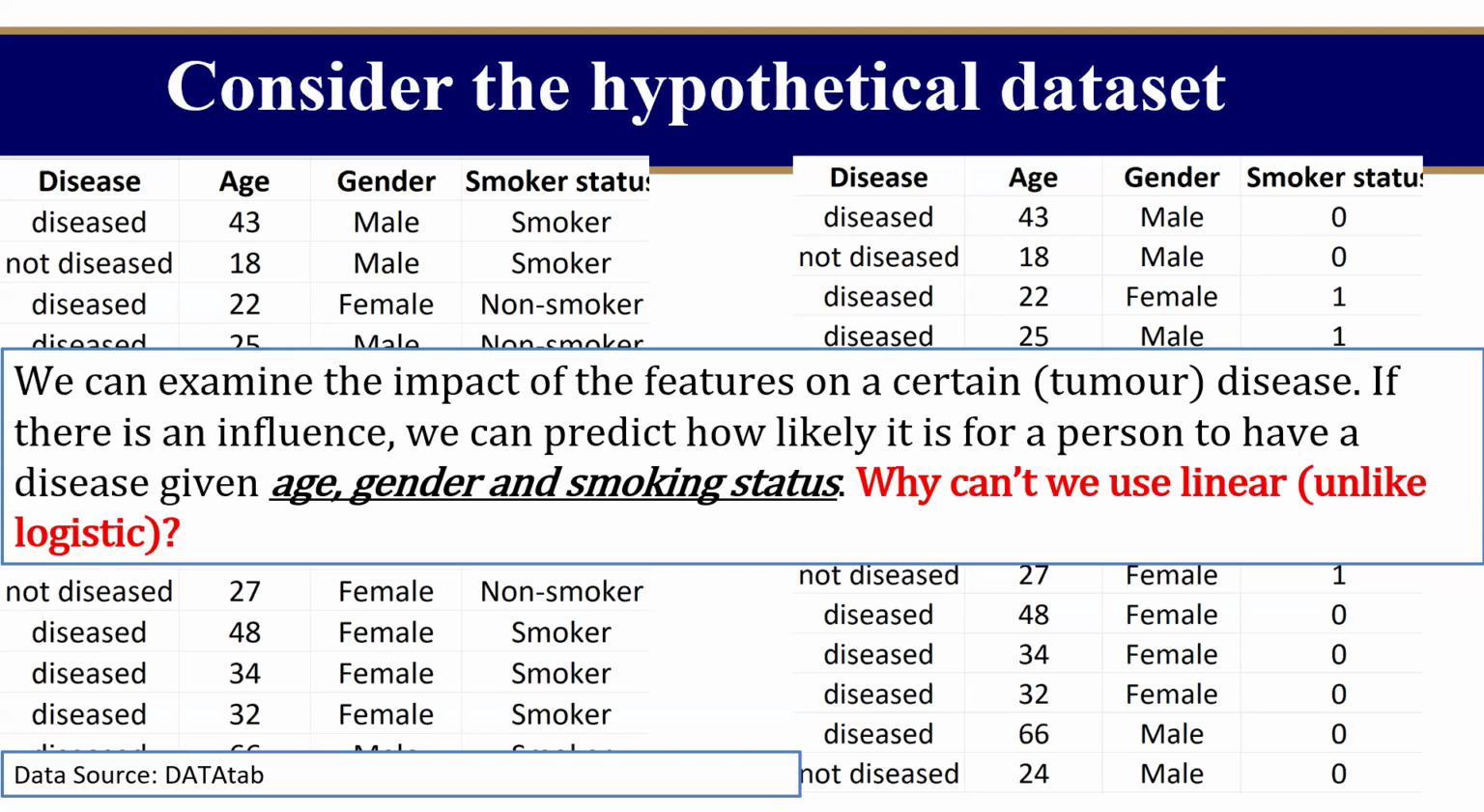But my question to you is, why can we not use linear regression, and rather we have to use logistic regression? Who can tell me? We've already mentioned it. Why can't we use linear regression, but rather got to use logistic regression? Patrick? Because we are dealing with a binary dependent variable.